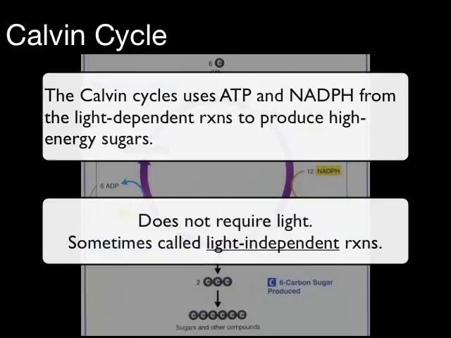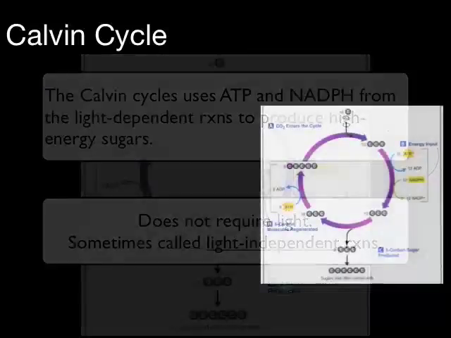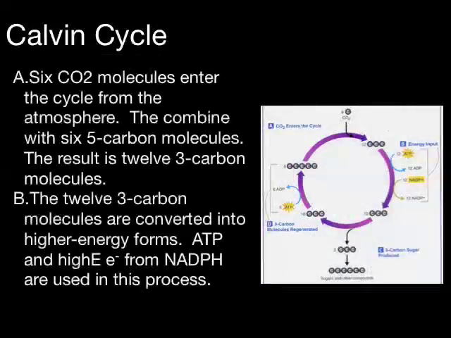Now, the Calvin cycle begins with carbon dioxide. 6 carbon dioxide molecules enter the cycle from the atmosphere, and they combine with 6 5-carbon molecules. The result is 12 3-carbon molecules. These 12 3-carbon molecules are then converted into higher energy forms. ATP and high-energy electrons from NADPH are used in this process.